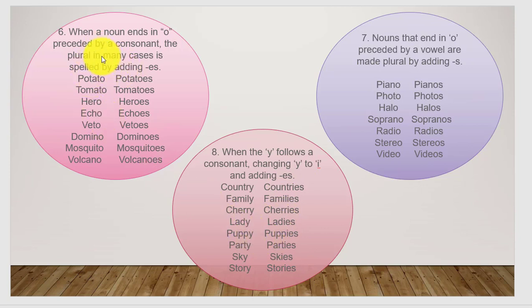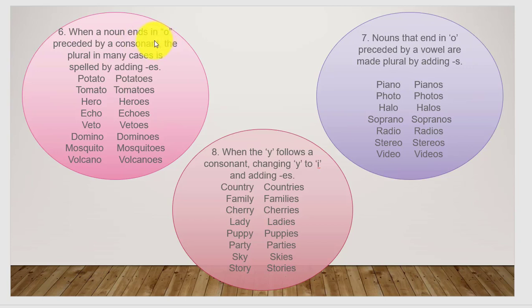Now let us see rule number 6. When a noun ends in O preceded by a consonant, then the plural in many cases is spelled by adding es. This rule is somewhat similar to rule number 5 and 8 as we compared, and this will also be compared to rule number 7. Rule 6 will be compared to 7 as we compared 5 to 8.